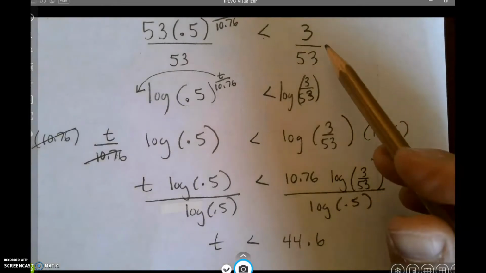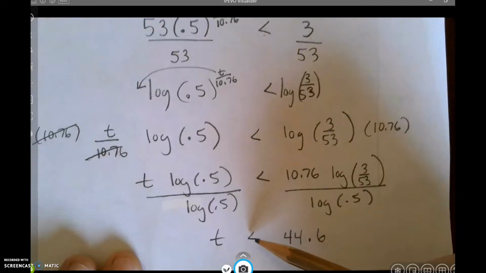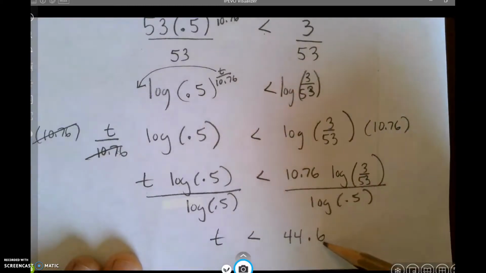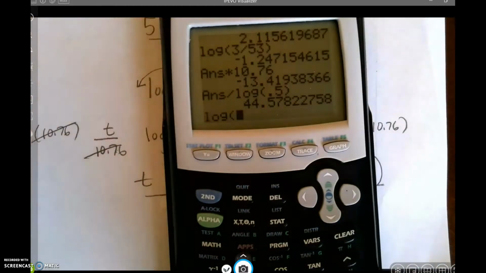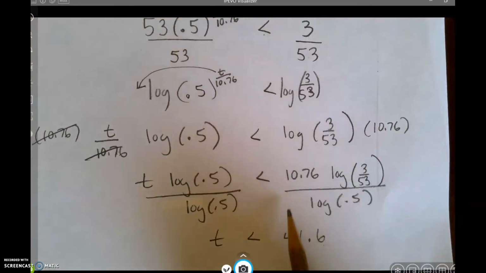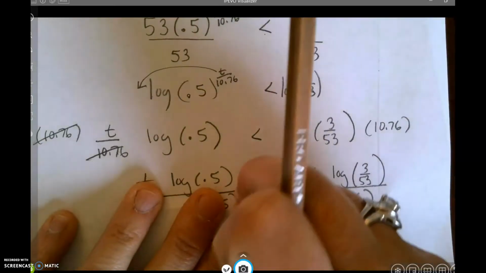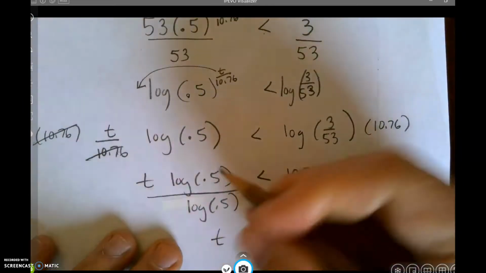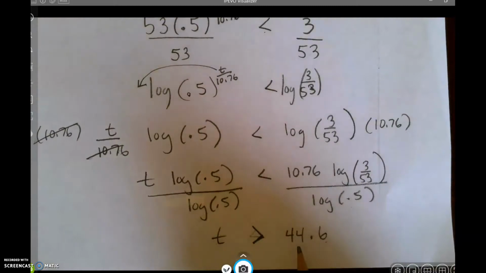Because I want this to be less, actually, I know that this looks like it should say t is less than 44.6, but what I just realized is that the log of 0.5 is negative, which means I divided by a negative here. And when you divide by a negative, it switches the sign. We learned that in Algebra 1, I believe. So t has to be greater than a little over 44 and a half years.